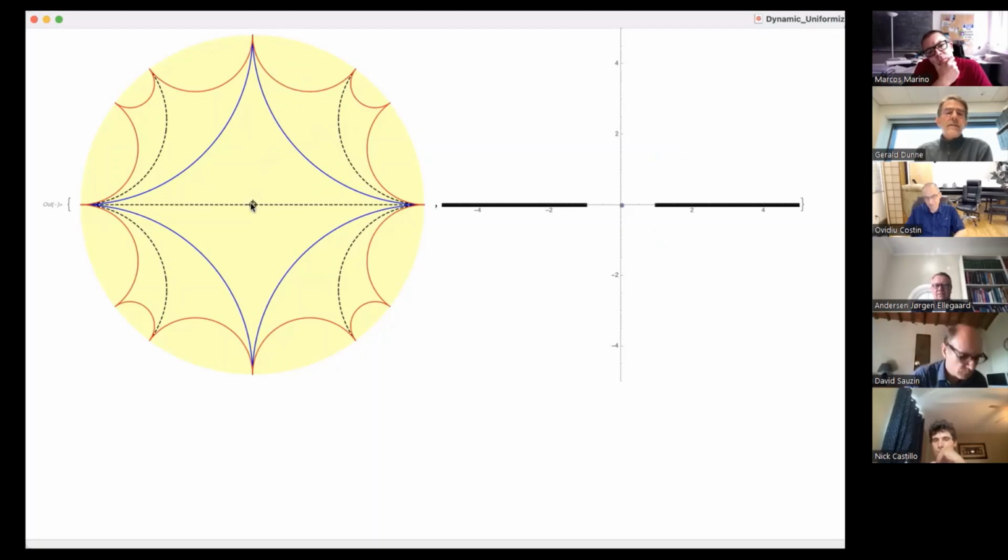Had I started at the beginning here, instead of going that way and crossing that, I could have gone that way and crossed that, or I could have gone down here and so crossed around that way. Okay, so the point is, hopefully that gives you some idea of what's happening.